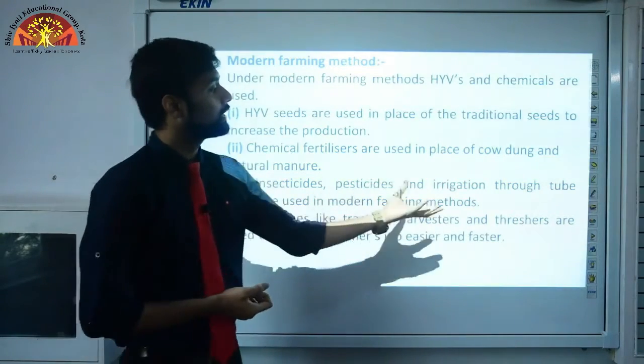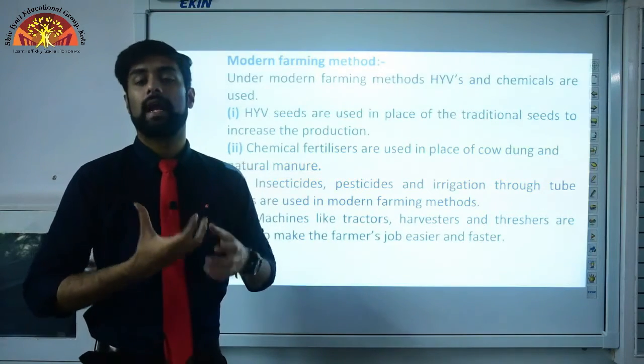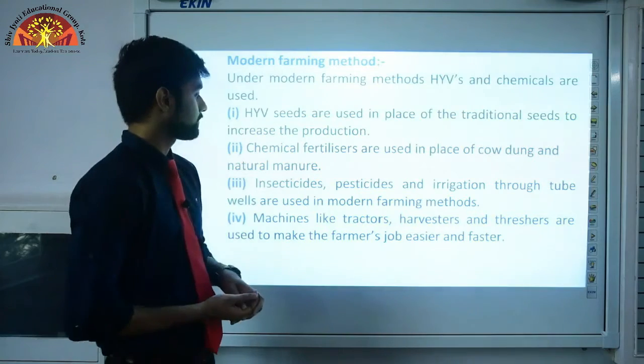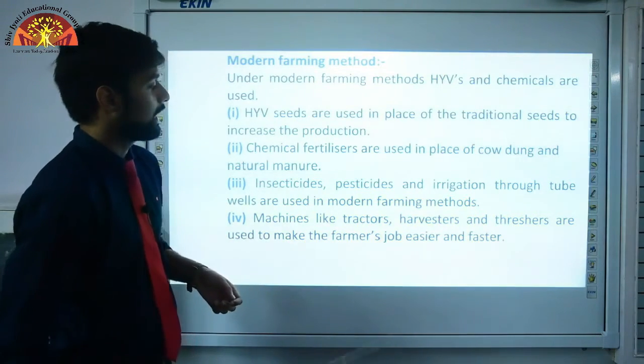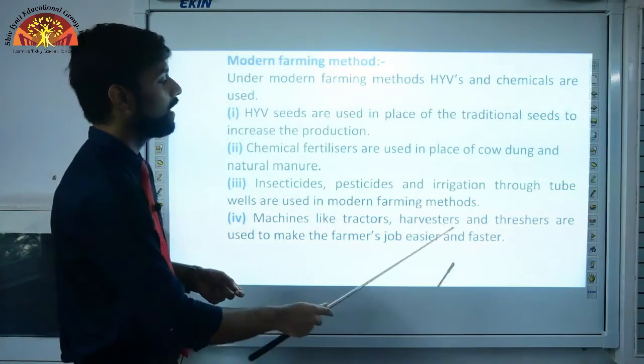Okay, and irrigation through tube wells, I told you that the more land will irrigate, the more production we will get from the land. Then machines like tractors, harvesters and threshers are used to make the farmer's job easier and faster.